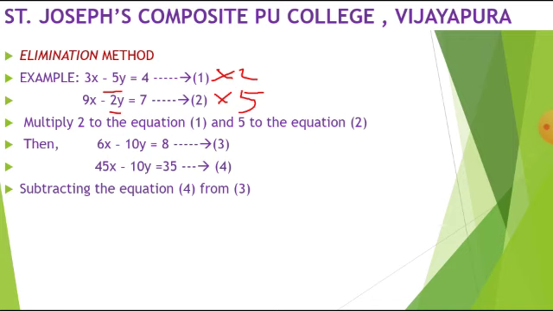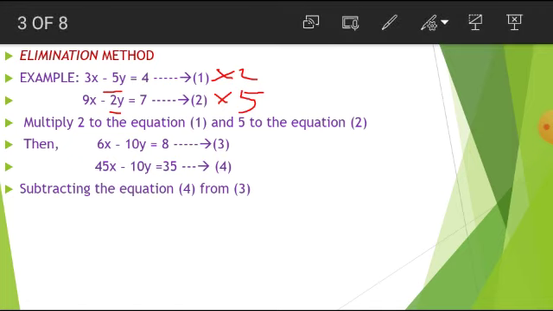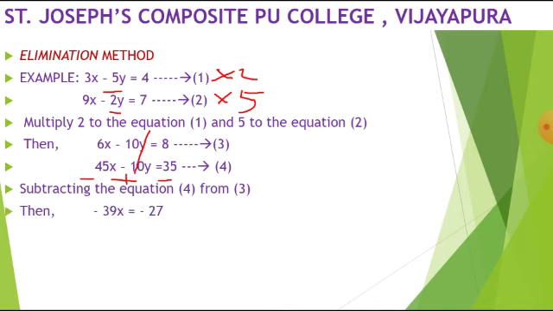Subtracting equation 4 from 3. When you subtract, the sign will be changed here. Here it will be minus into plus is minus. Here minus into minus becomes plus. Then minus into plus becomes minus. So now these two get deleted. So what will be the equation now? 6x minus 45x is minus 39x is equal to 8 minus 35, which is minus 27.